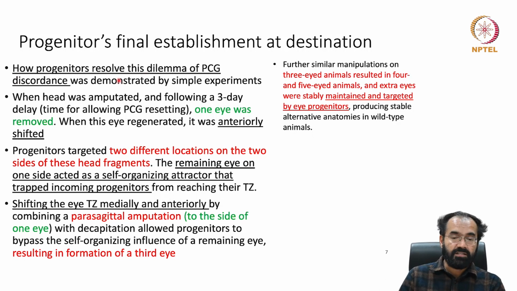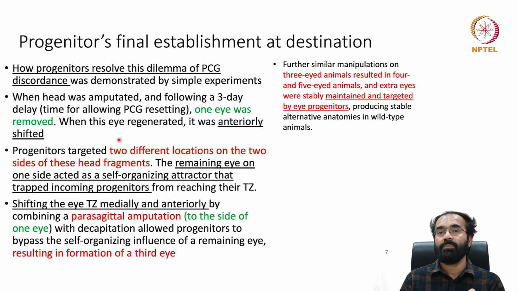How the progenitors resolve this dilemma of PCG discordance was demonstrated by a simple experiment. PCG discordant means if PCGs are not properly expressed, there will be confusion occurring. When a head was amputated, following a 3-day delay, that is time for allowing PCG resetting, one eye was removed. You take the animal and remove one eye. Remember, even if the entire anterior half is removed, the newly formed blastema will have the eye spot and the head that is formed, and later the head is moving forward.